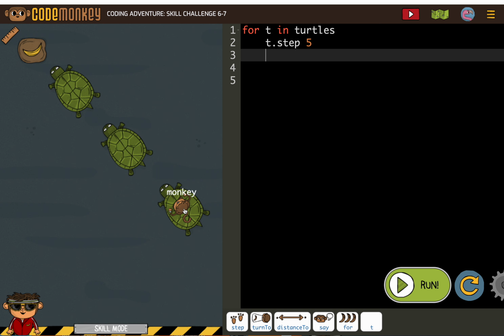So yes, if the turtle moves to this turtle, 5, and then the monkey moves. So remember before I measured, that's 10 altogether. So if the turtle steps 5, I am only gonna need the monkey to step an additional 5. So let's do that.